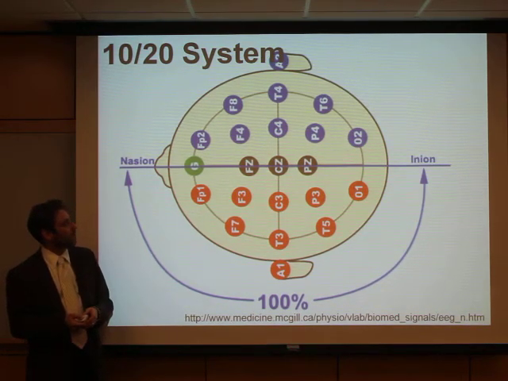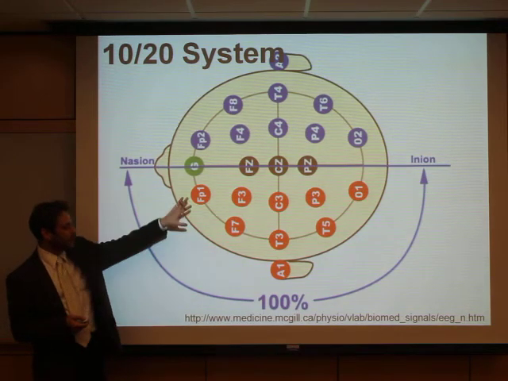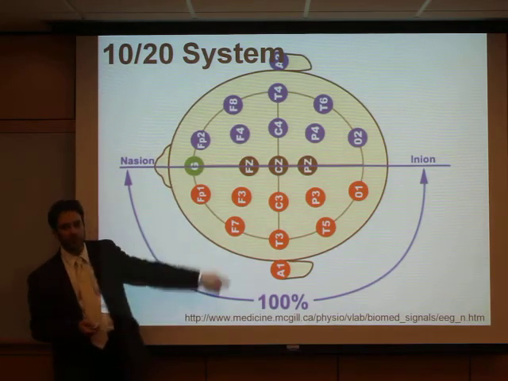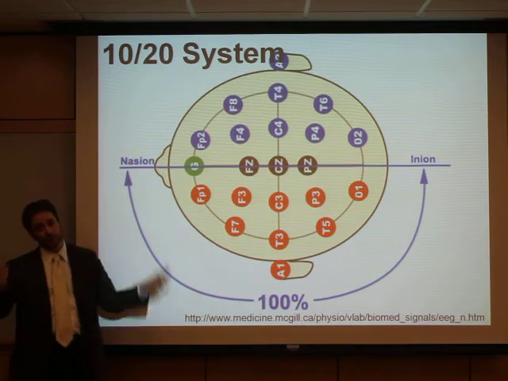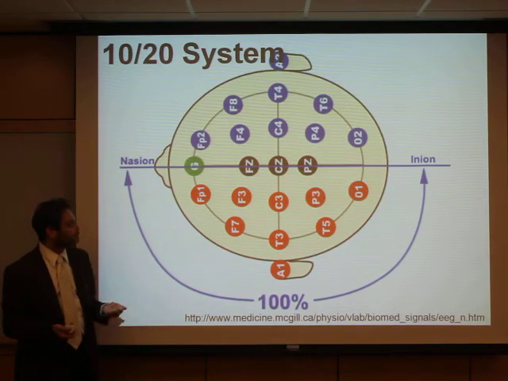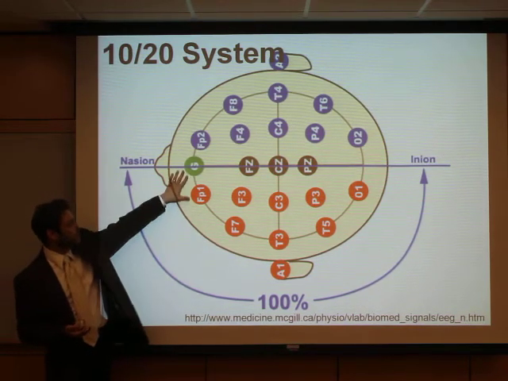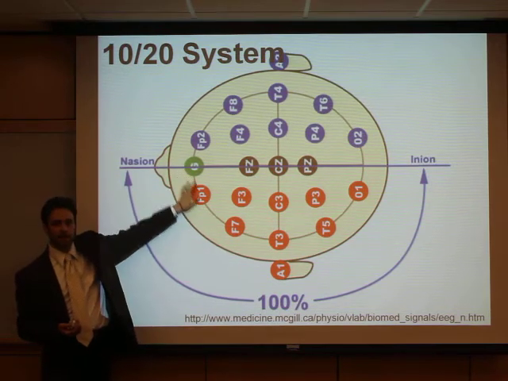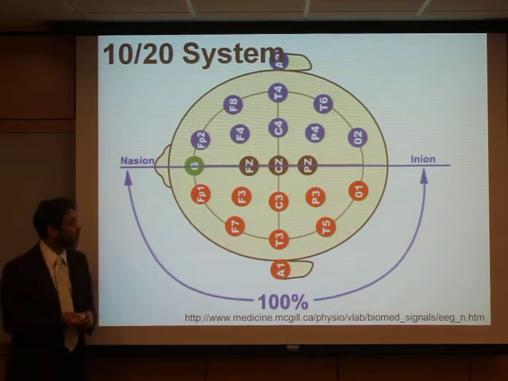And the reference could be to another lead or to a common reference, for example, at the ears. And that's for a general EEG. When we use the BIS, the reference is often here at the center, and there is a fourth electrode as well.